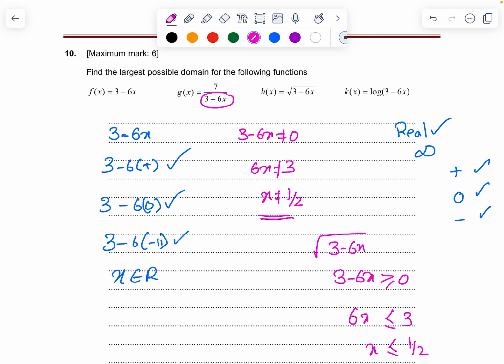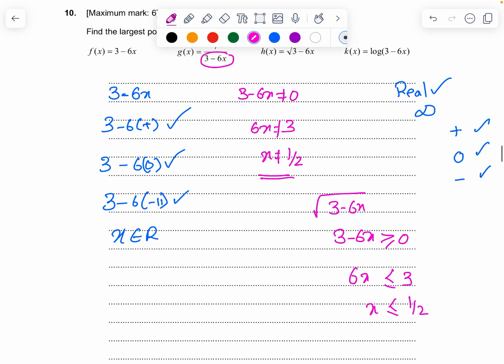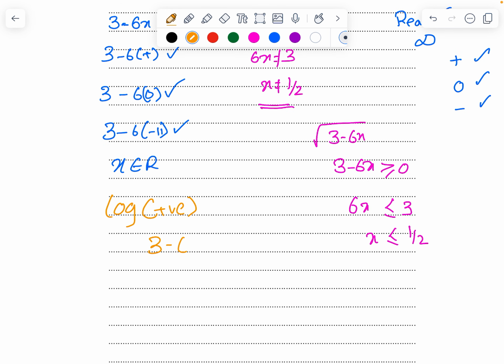Now, for logs, what should I be doing? We know that the log of a positive number is only possible. So 3 minus 6x should be greater than 0. So 6x is less than 3. X is less than 1 by 2. This is going to be the answer.